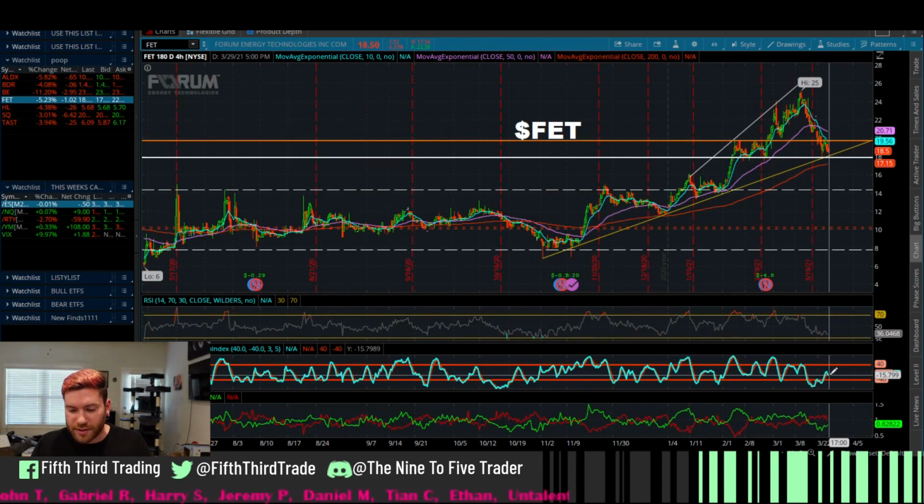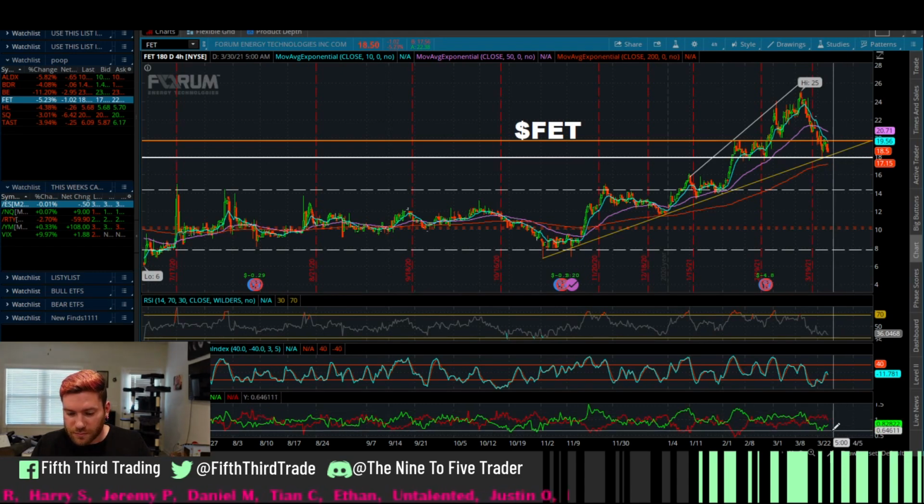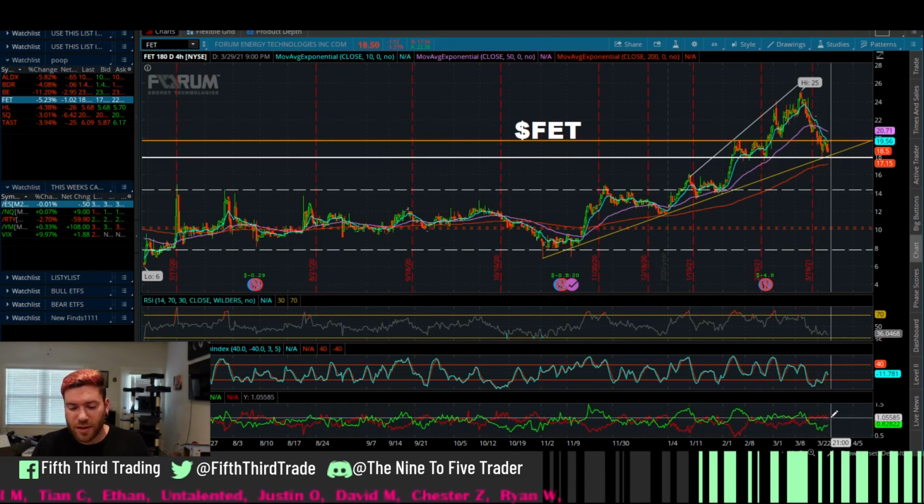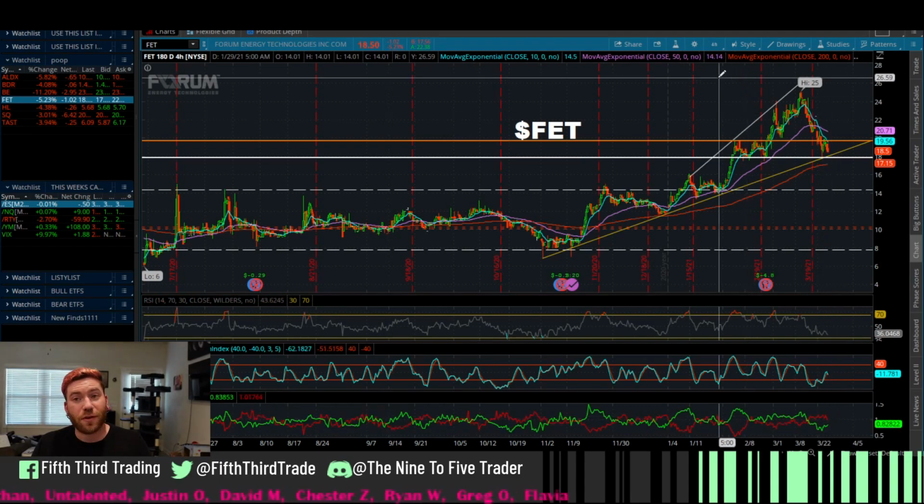RSI is where you want it. Stochastic could be lower, but it's coming down. Bulls, a bit exhausted. They're a bit ready to go. They're a bit oversold. Bears, they're a bit overbought. So again, I think FET's good.